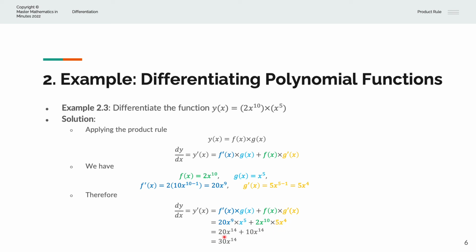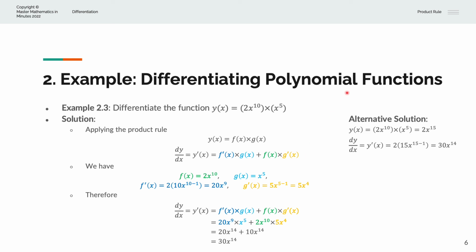And so we'll simplify that. We have 20 times x to the power of 14 plus 10 times x to the power of 14. And these two are common terms, which we can add, and that becomes 30 times x to the power of 14. So we've differentiated this function using the product rule, but there is an easier alternative solution here.